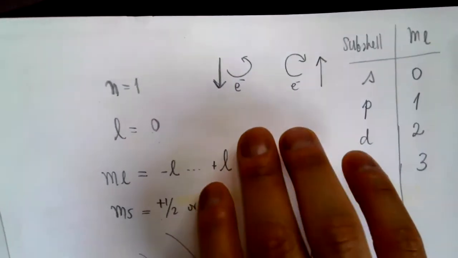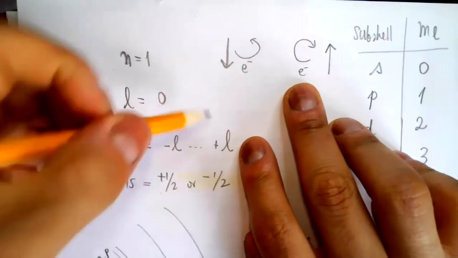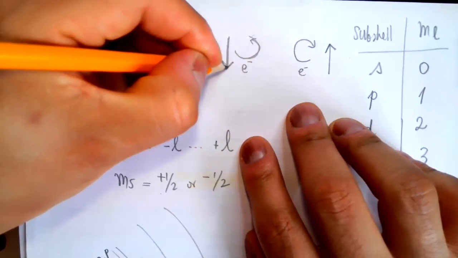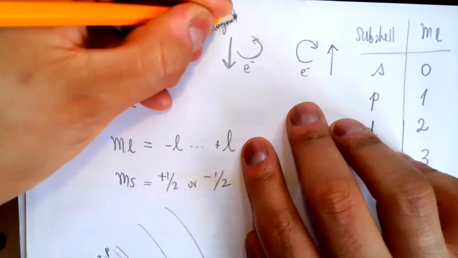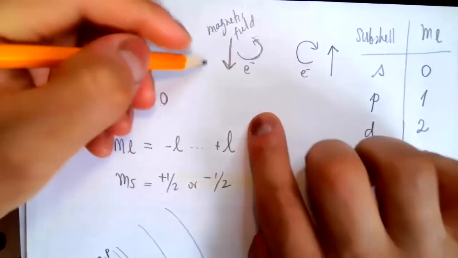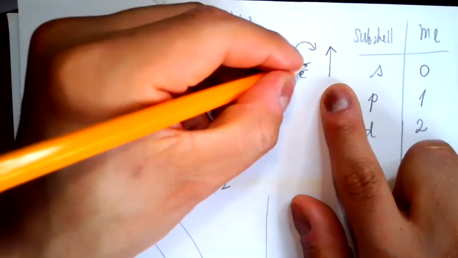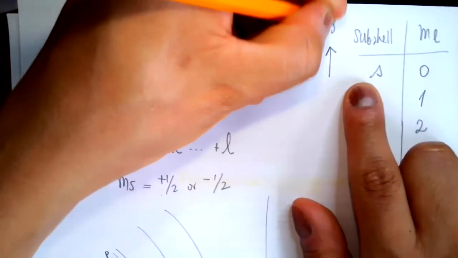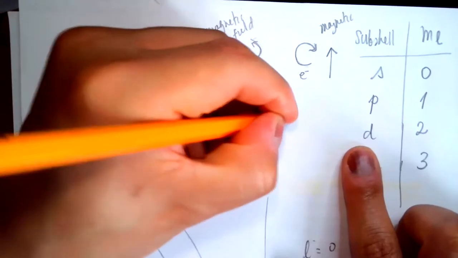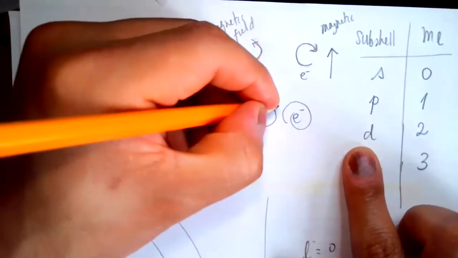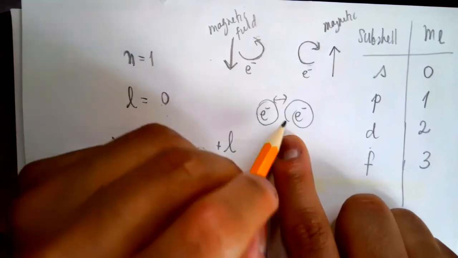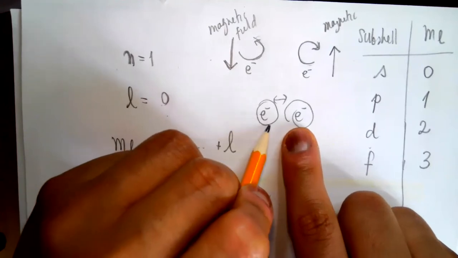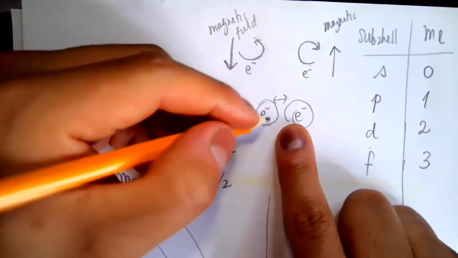Well, electrons can survive by doing this. One spins counterclockwise, generating a magnetic field that is opposite to the magnetic field of an electron that spins in a clockwise manner. So what happens here? How come there is no electron-electron repulsion? Yes, there is electron-electron repulsion, but the electrical field is the same.